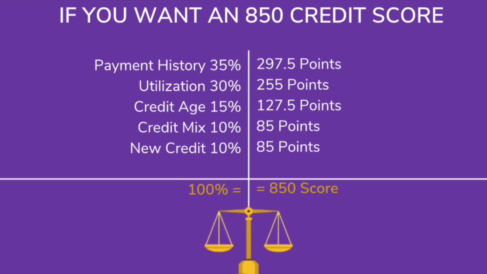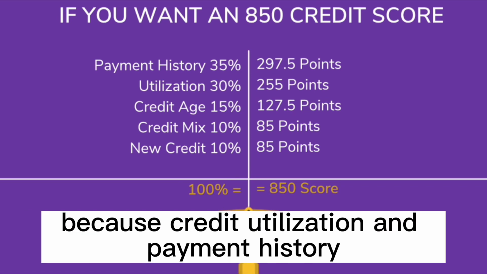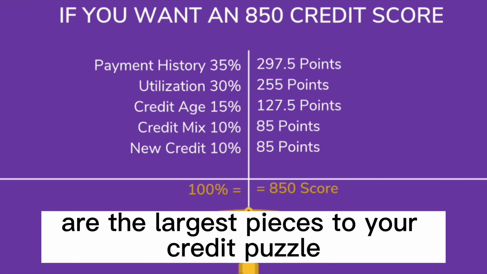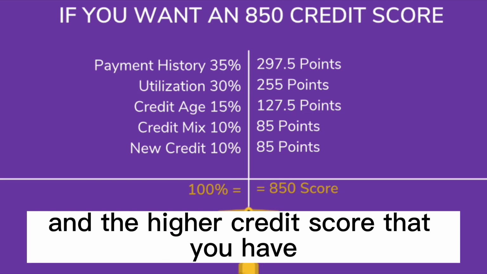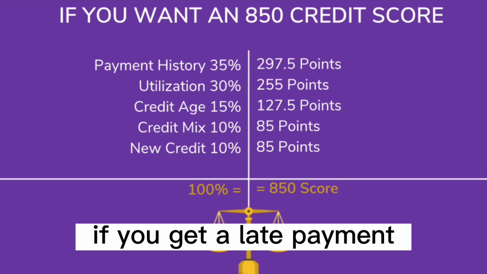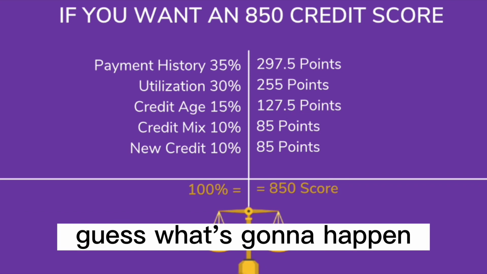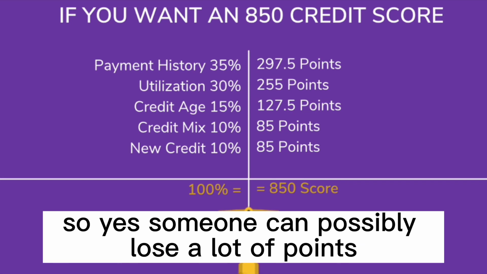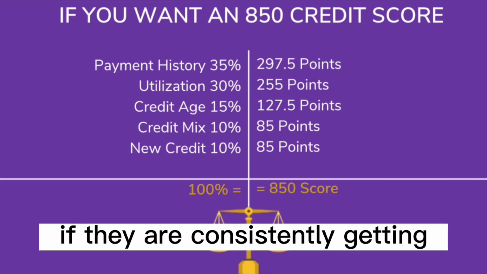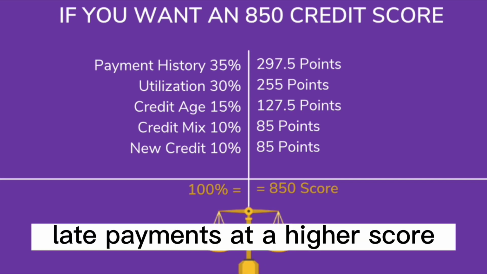297.5 points. Now, this is major because credit utilization and payment history are the largest pieces to your credit puzzle. This can either help you or hurt you. And the higher credit score that you have, if you get a late payment, guess what's going to happen? The harder you fall. So yes, someone could possibly lose a lot of points if they are consistently getting late payments at a higher score.